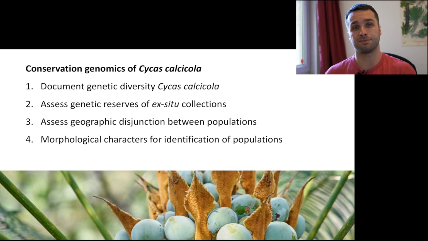We also wish to assess the geographic and morphological disjunction between the Litchfield and Katherine populations. And we will also use a range of morphological characters to help further identify populations. So we're not just looking at genetics here, we're also looking at morphology.